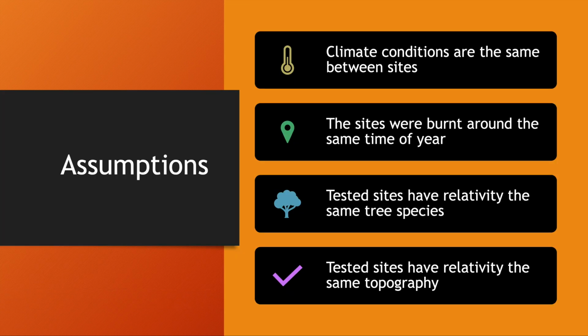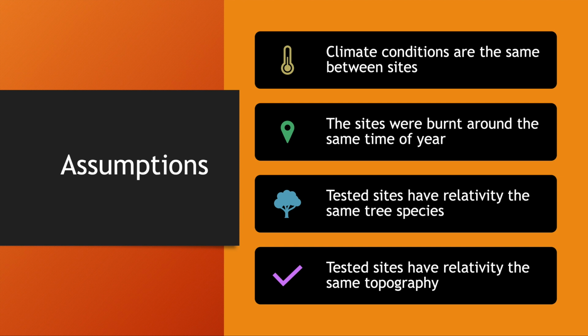Some assumptions that I'll have to make are: one, that the climate is the same between both sites. This is important to make sure that the sites will have the same amount of sunlight to dry out the vegetation the same, and other reasons too. The second is that the sites were burnt around the same time of year. This is to ensure that both sites had enough time in the spring and summer to properly grow new vegetation and for it to dry out during the summer.